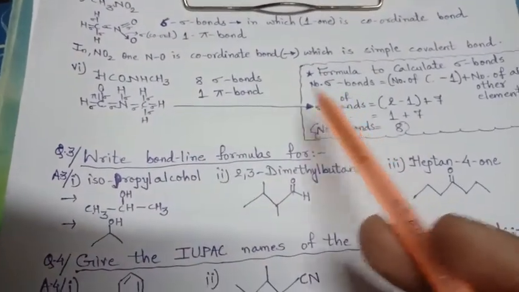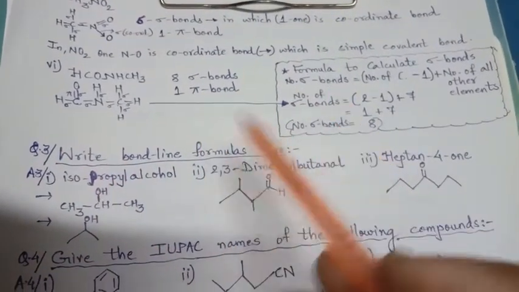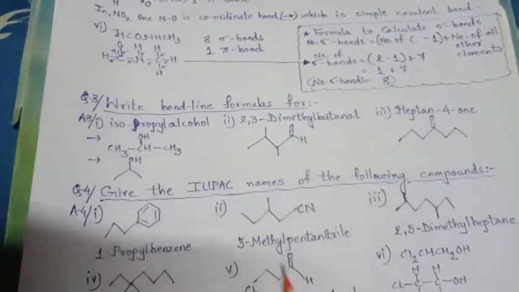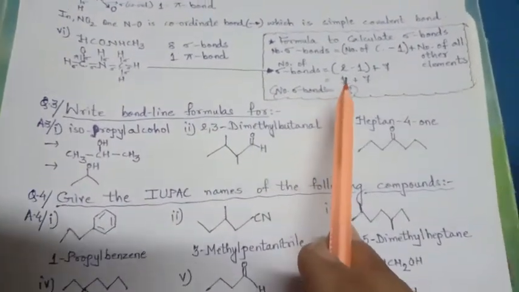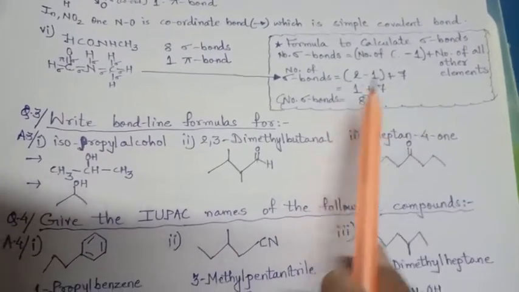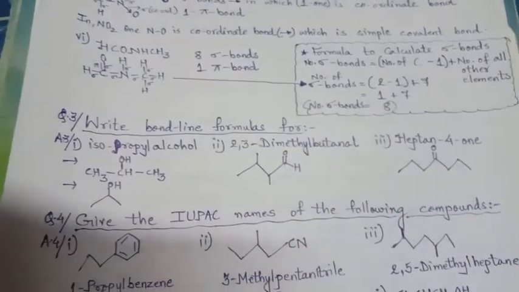Pi bond is easy to calculate. Wherever a double bond is there, 1 is pi bond. Wherever a triple bond is there, 2 are pi bonds. And then the sum of all those will be the total pi bonds. So please remember this formula, how to find out the steric number for hybridization and how to find out the sigma bonds by the formula, right?